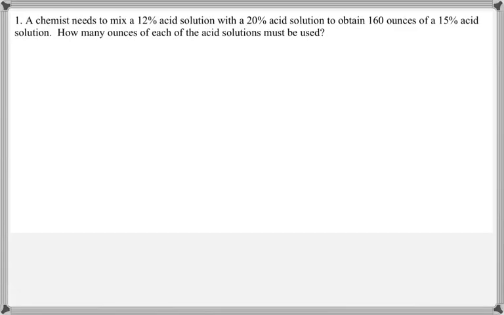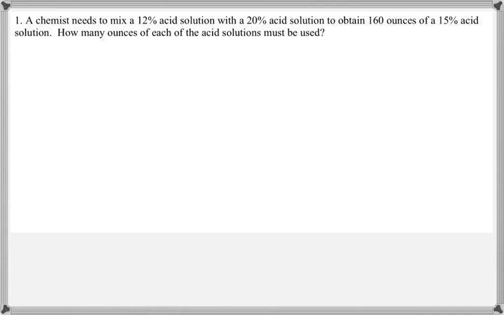Section 4.3 is about mixture problems. So mixture problems, sometimes they're used in a chemistry course or science course, and they're one of the most common applications of systems of equations. And they're not too bad. They can be kind of tricky, but it's just important to organize the information.